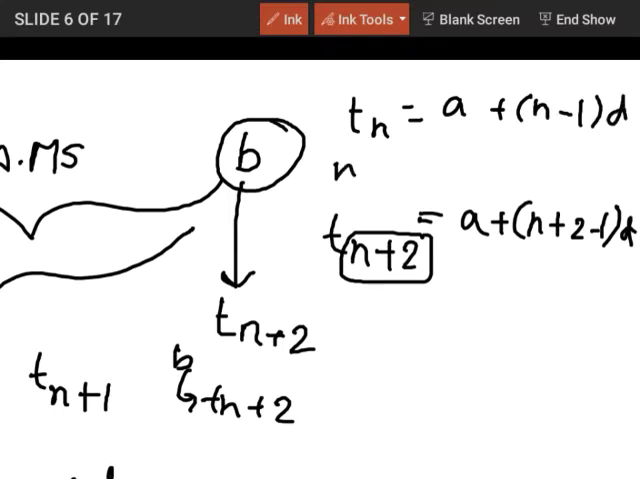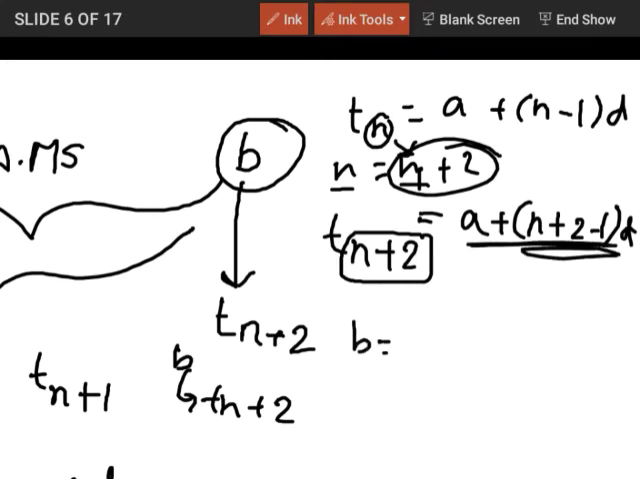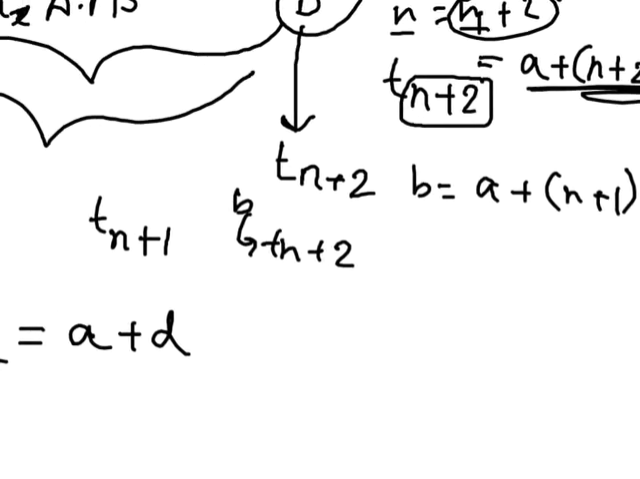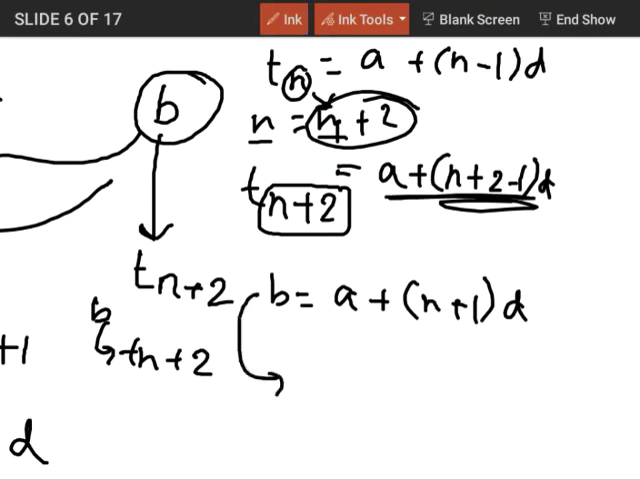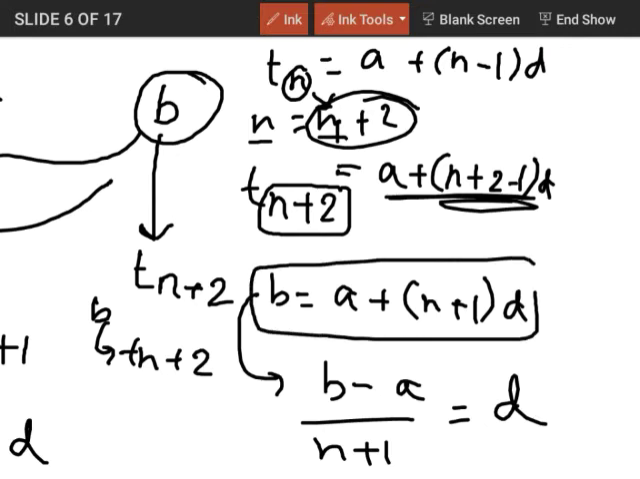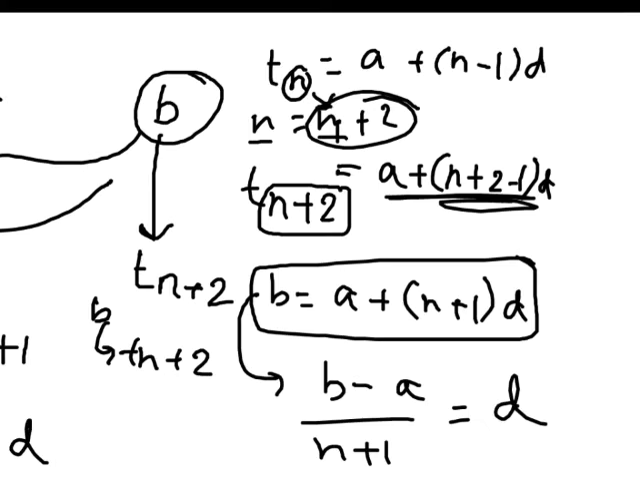Now we have n replaced by n plus 2. This n and this n are not the same, so don't cancel them, just replace this n with this one, so you will get this. So we see that b is equal to a plus (n plus 1) into d. Remember this. Now from here can we write (b minus a) upon (n plus 1) is equal to d? Can I write this? Obviously, right? We have done nothing, we have just written d in terms of a, b and n.